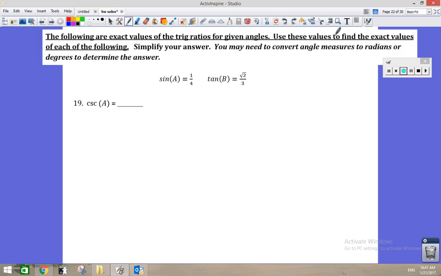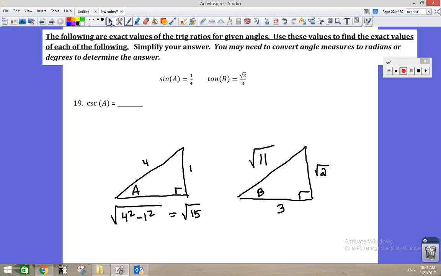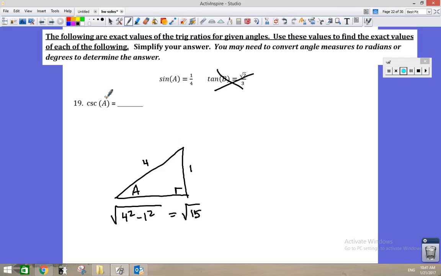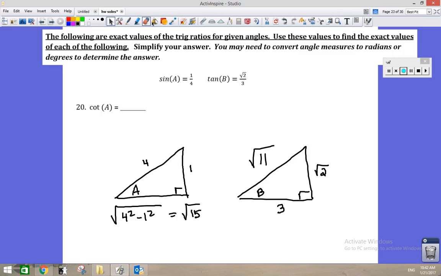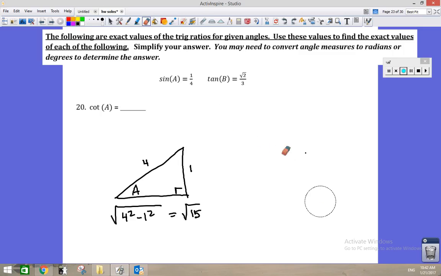The cosecant, we're just using the triangle that has the information about A. We're not using this one. The cosecant is a reciprocal of sine, so instead of 1 over 4, it's 4 over 1, which is just 4. The cotangent of angle A is the reciprocal of tangent of A. Instead of opposite over adjacent, it's adjacent over opposite, which is the square root of 15.